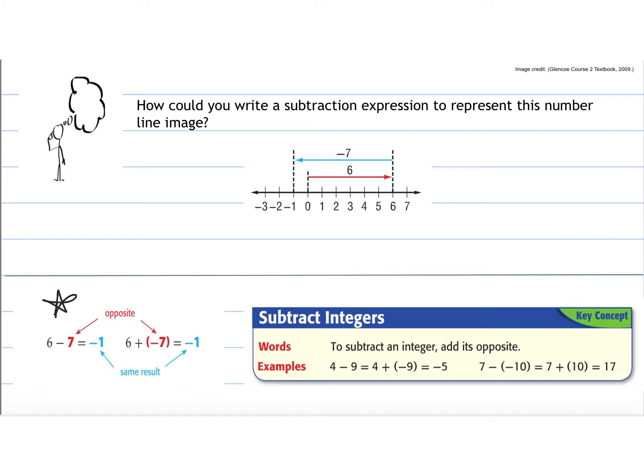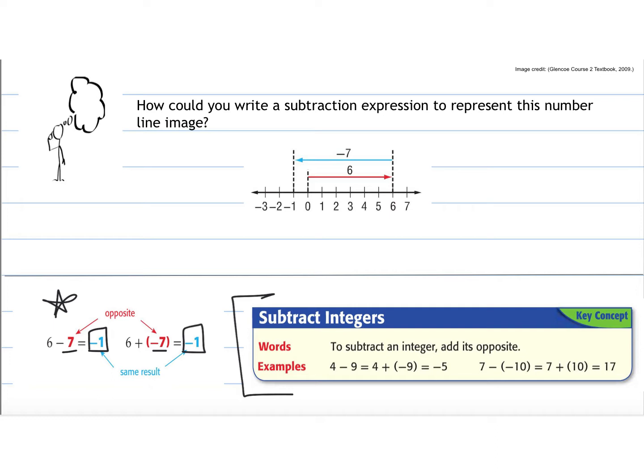So we have the opposites here, 7 and -7. One of them is a subtraction and one's an addition problem, but either time we end up with the same result. So when we subtract integers, this right here you should write down: in order to subtract integers, we are just going to add the opposite.